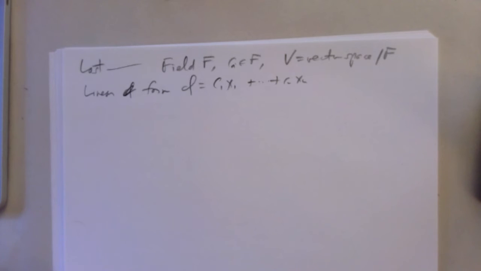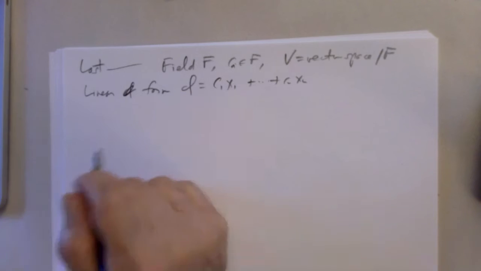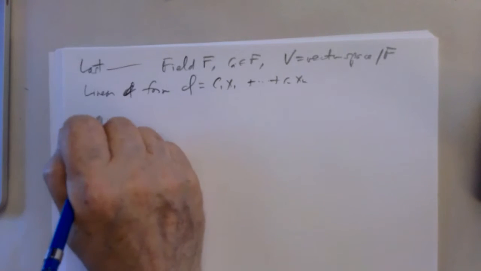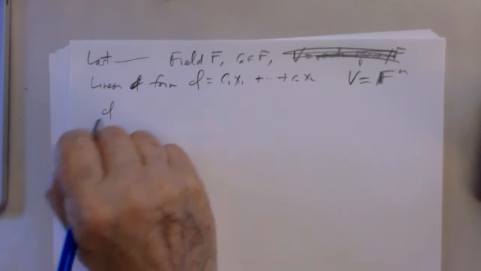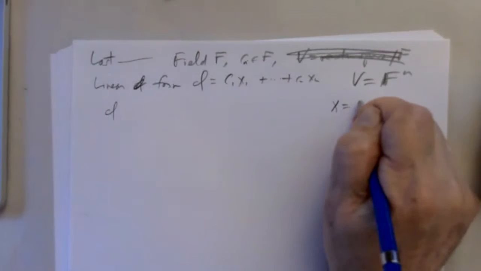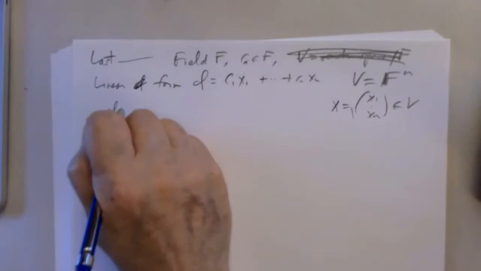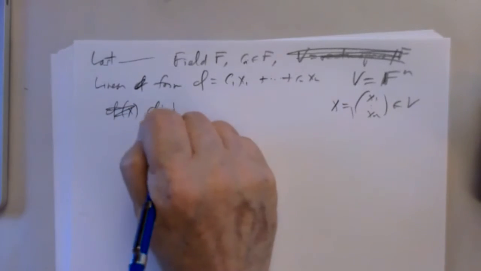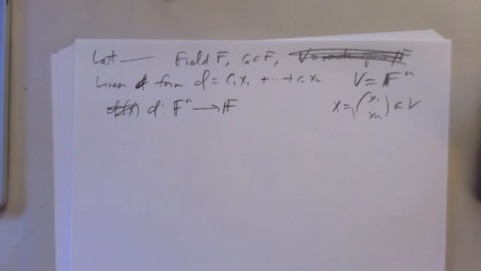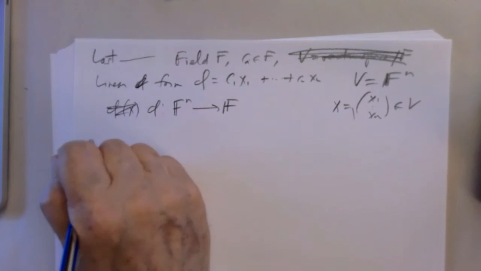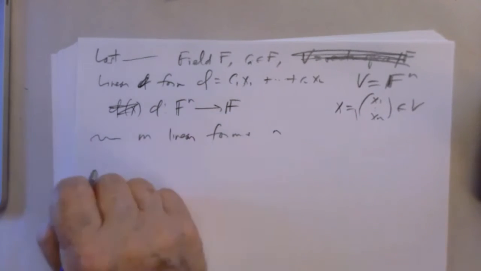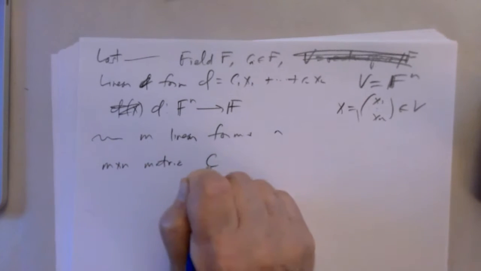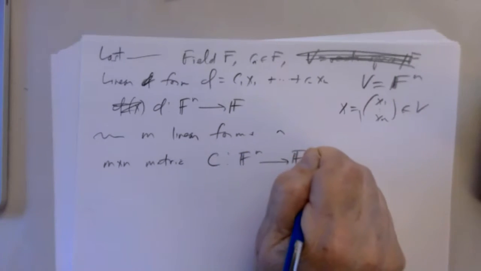These are vectors. So let's just take V to be the vector space F^n, just the n-tuples. So phi of a vector x maps F^n into F, right? That's our linear form. And if you're going to think about linear forms, you could think of taking more than one, which is essentially the same thing as taking either M linear forms or an M by N matrix C. So this maps F^n into F^m.